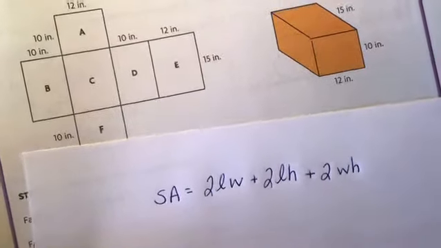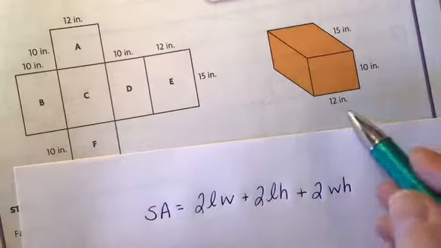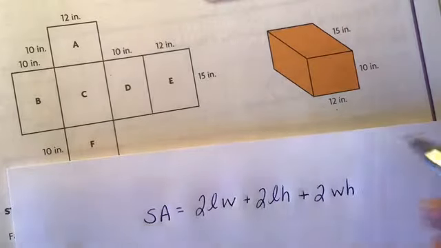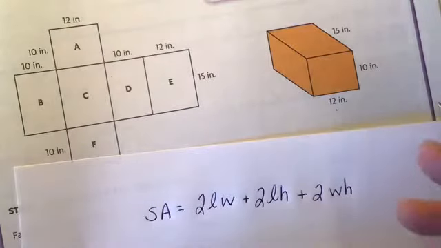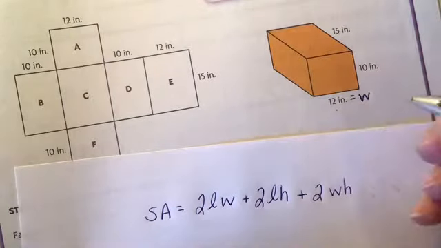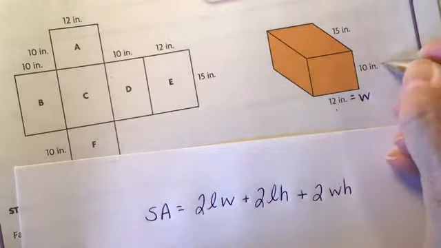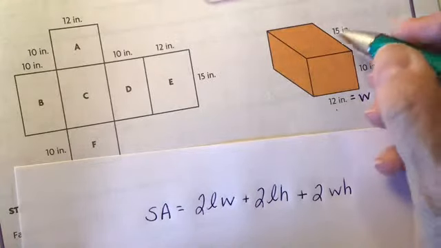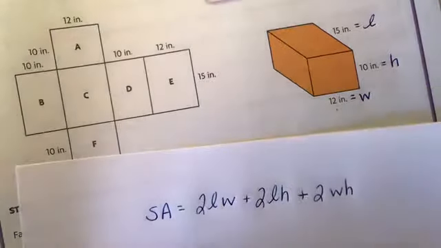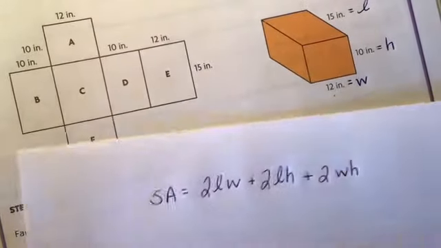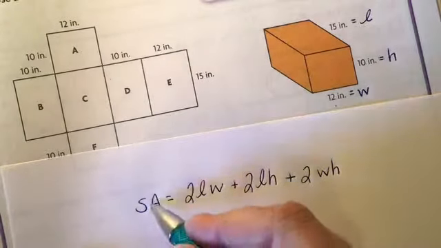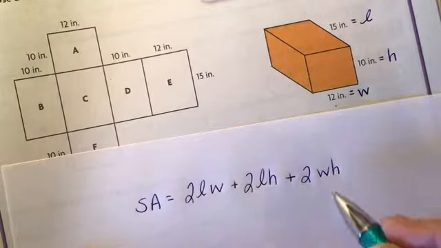Now, it really doesn't matter which one you call which letter, as long as each of the 3 numbers gets a different letter. All right, I'm going to call the 12 the W. I'm going to call the 10 the height, and I'm going to call the 15 the L. Okay, so now you need to look up there and substitute in as we go. Remember, formula, you copy every piece of it down as you go left to right.